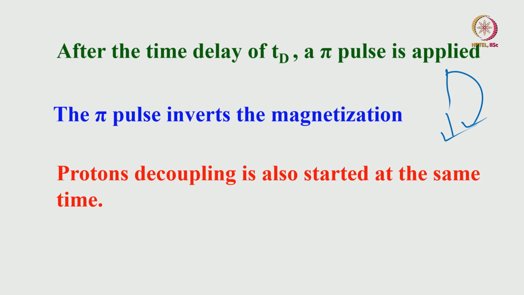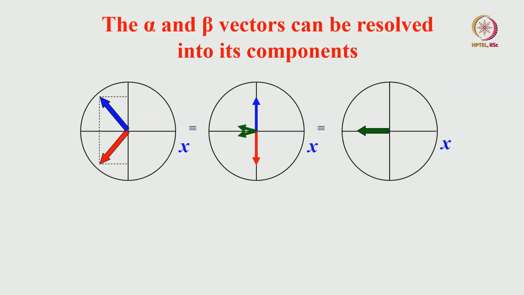Simultaneously you start doing the proton decoupling. This is what happens. Alpha and beta components you can start resolving into vectors, and let us say after 90 degrees they get interchanged. The 180 pulse inverts the magnetization, and from here to here it became like this. Now resolve into two components: the vectors in the opposite direction get nullified, and this one gets added up. So there is a magnetization along this axis. Where is that magnetization now? It is along the minus x axis.